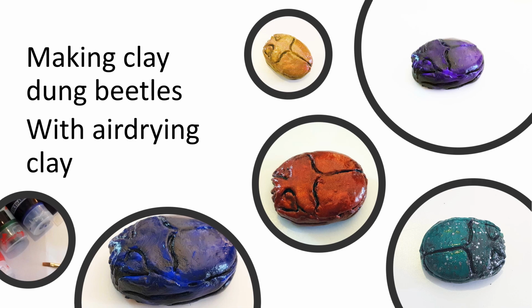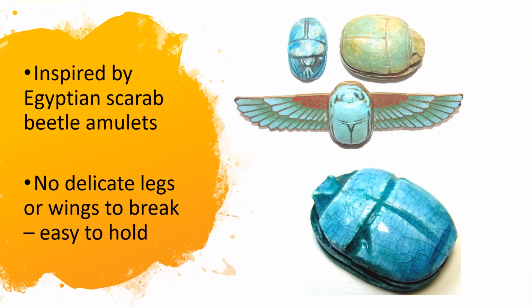These were inspired by Egyptian scarab beetle amulets, which are like little charms or objects that would be held. And they don't have any sticky out bits. Their legs and the wings are kind of part of the ball shape. So with no delicate legs or wings, there's nothing that can break off, and it means that they're really easy to hold and to play with your board game.